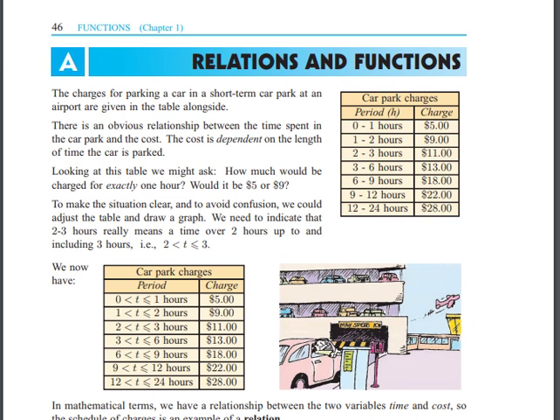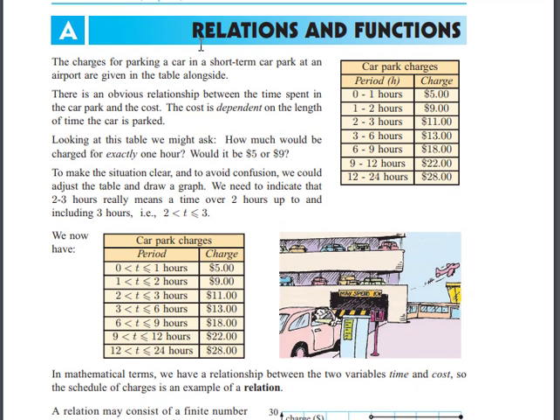Before we start with the function, let's try to understand what a relation is. In this first chapter, as you can see, there are car park charges. This is the number of hours, and these are the charges. From 0 to 1 hour, it's $5. From 1 hour to 2 hours, $9. So there is a relationship between the total number of hours and the money that is charged.